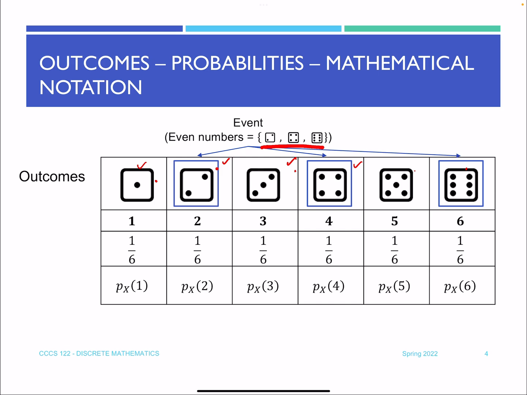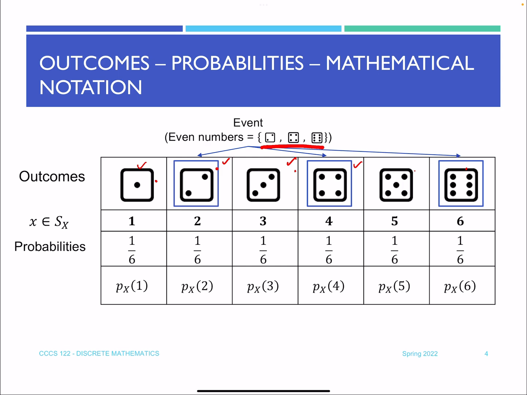Now, each outcome over here has a probability. There are 6 possible outcomes, assuming that the die is fair, is not loaded, is not biased in any way. Each outcome will occur with a certain probability. That probability in this case is 1 by 6.